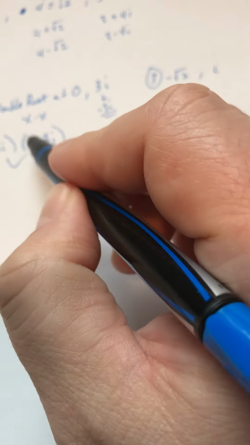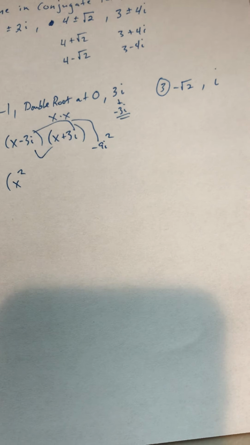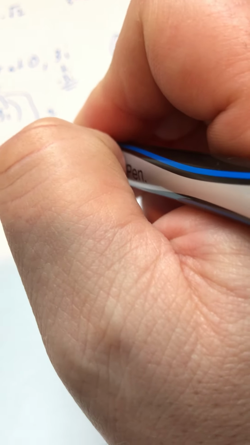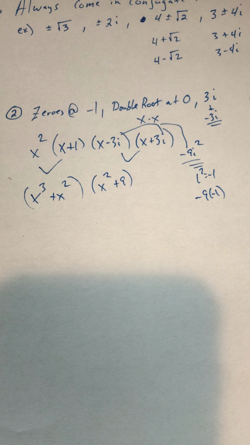And now I'm going to have a minus 9i squared. I'm going to put that over here real quick. So when I do negative 3i times positive 3i, I get a minus 9i squared. Now, i squared, we said, is equal to negative 1. So if I substitute that in, I end up with a plus 9 for that spot. So x squared plus 9 is what that foiling out would give us.